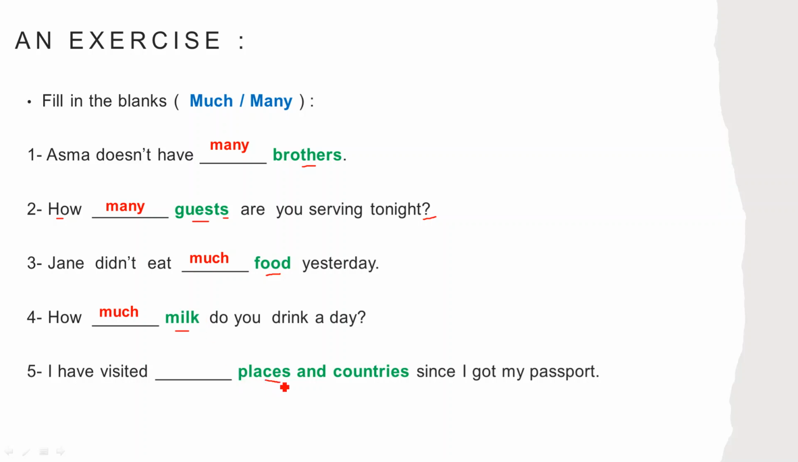Okay, last one, places and countries, أماكن وبلاد. Both of them are countable. كلا الاسمين هو أسماء معدودة، وبالتالي we say I have visited many places and countries since I got my passport.